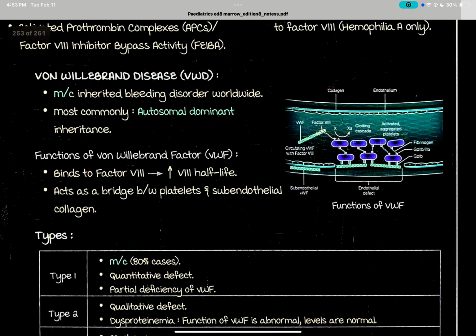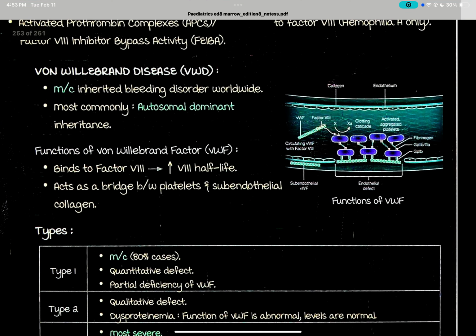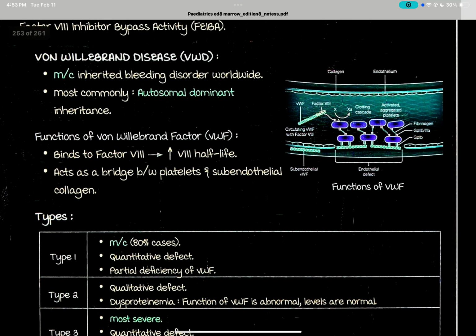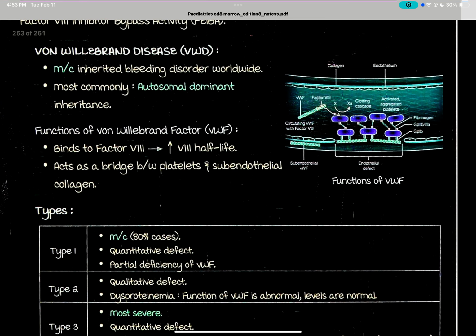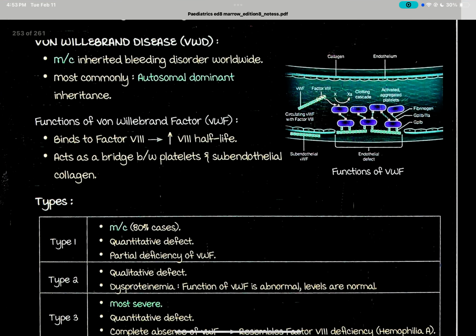Von Willebrand disease is the most common inherited bleeding disorder worldwide. Most commonly autosomal dominant inheritance.